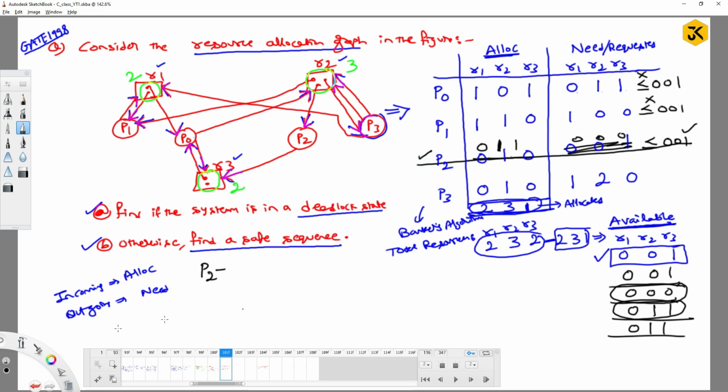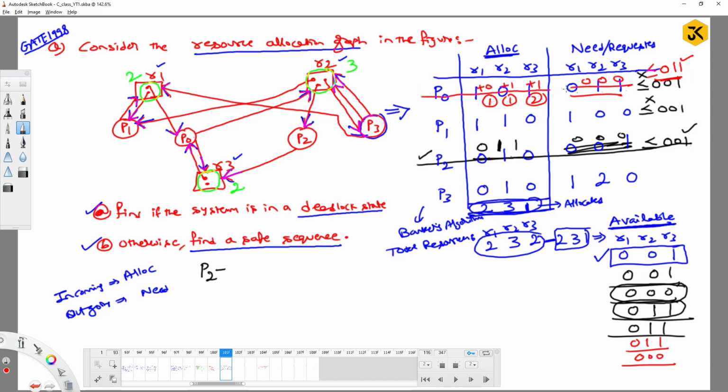Now 0 1 we got. Is 0 1 less than or equal to 0 1? Yes, condition is satisfied. Then what can I do? I can subtract it from the available resources and make it 0 0 0. That will be added to the existing allocated resources, right? Then we get 1 1 2. We get 1 1 2, right? So the need now turns to 0.